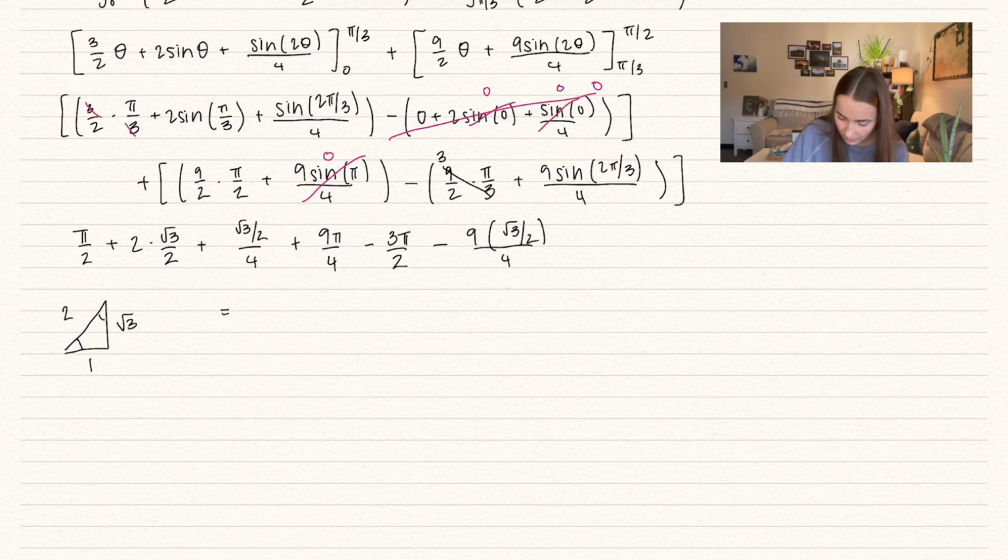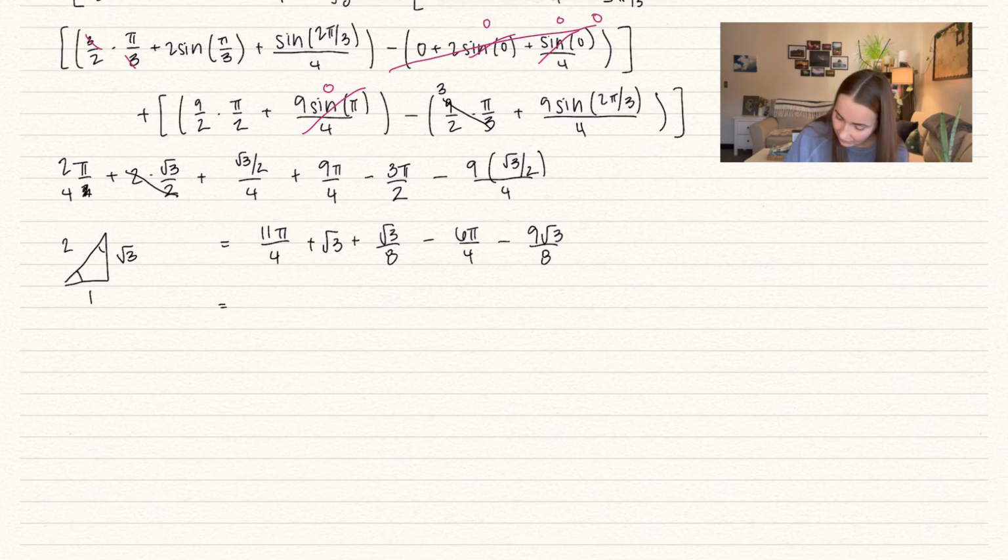Now we got to combine some like terms, right? So this is 2 pi over 4. 2 pi over 4 plus 9 pi over 4 is 11 pi over 4. That cancels to just be plus root 3. This becomes root 3 over 8. Plus 9 pi over 4, we already did that. We need to subtract 3 pi over 2, so I'll write that in terms of 4. That's going to be 6 pi over 4. Minus, that becomes 9 root 3 divided by 8.